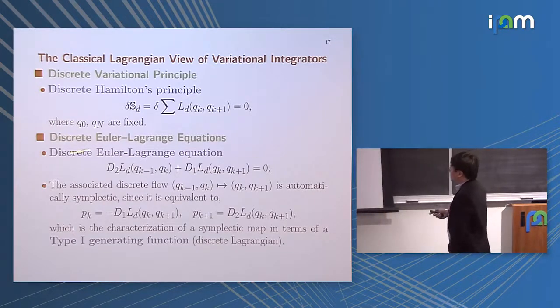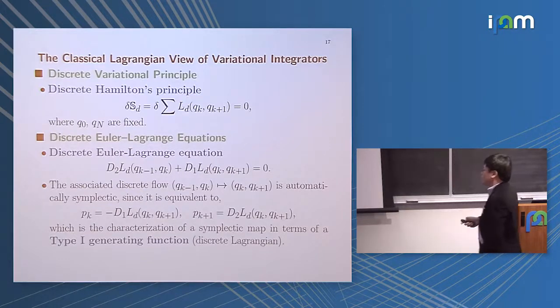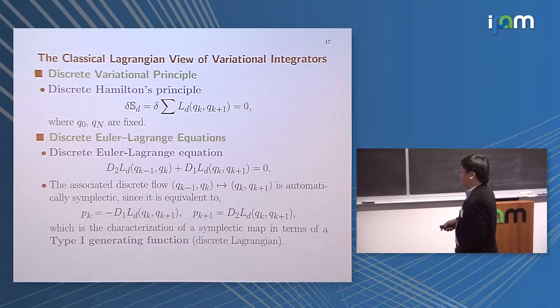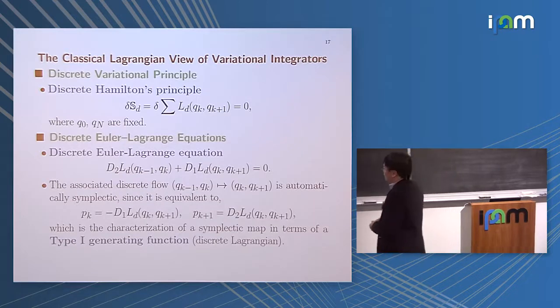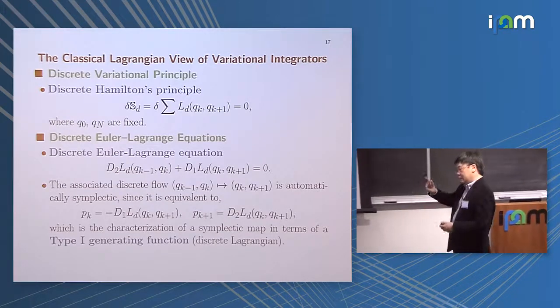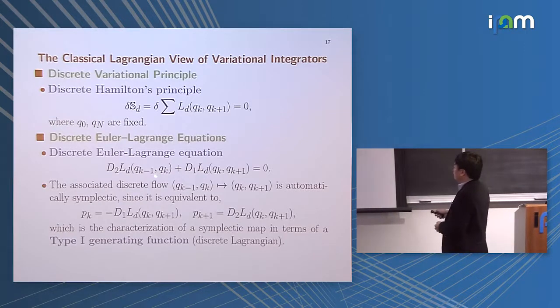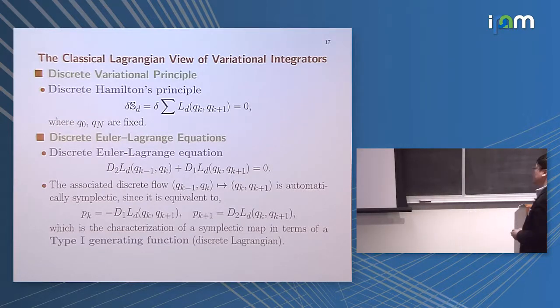And the associated stationarity conditions are what we call the discrete Euler-Lagrange equations, which are given here. You can see that it involves the solution at the previous time, the current time, and the new time. And so you can think of it as implicitly defining a map which takes pairs of points. So given the solution at the previous time and the current time, it'll tell you the solution at the current time and the new time.